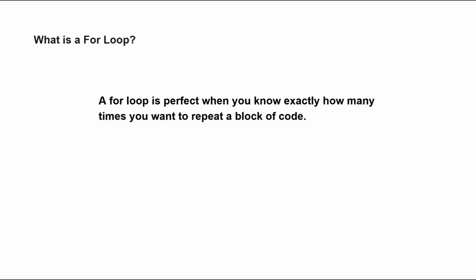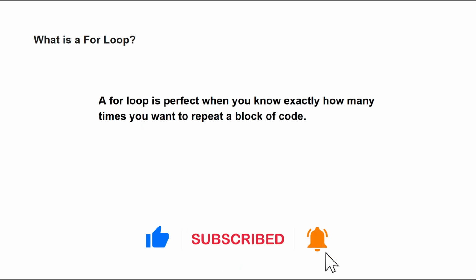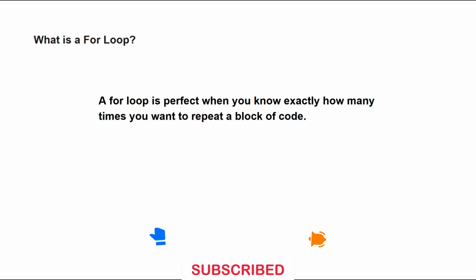What is a for loop? A for loop is perfect when you know exactly how many times you want to repeat a block of code.